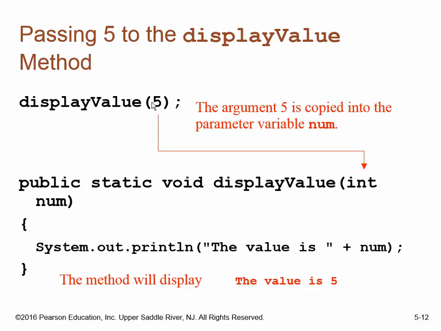That number 5 is referred to as an actual parameter. So again, just so you hear the verbiage, actual parameter, formal parameter. And as you see, they don't have to be named the same thing. So this takes num, and 5 is what gets copied in there. So num now holds 5. So it says the value is 5.